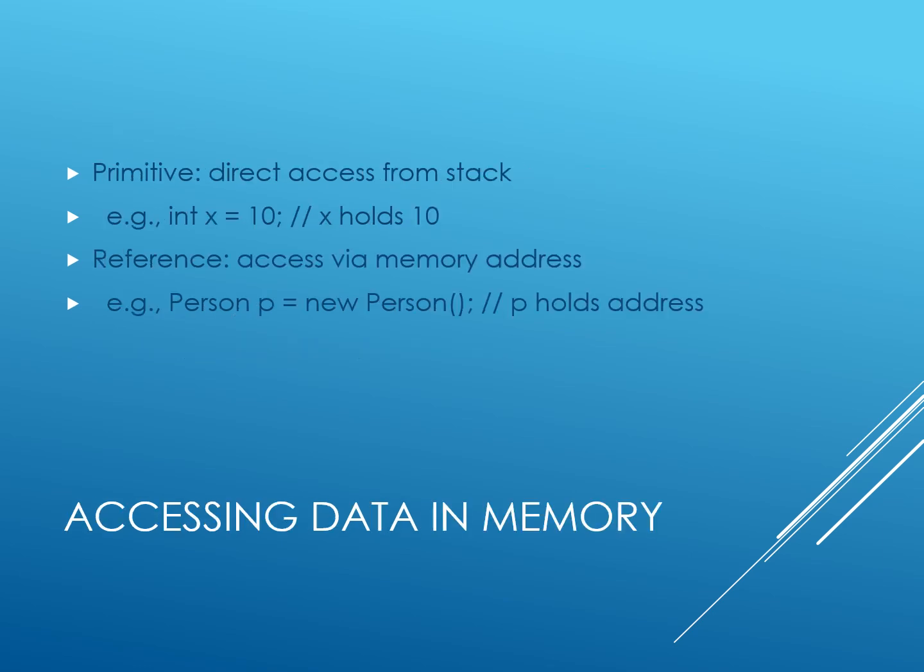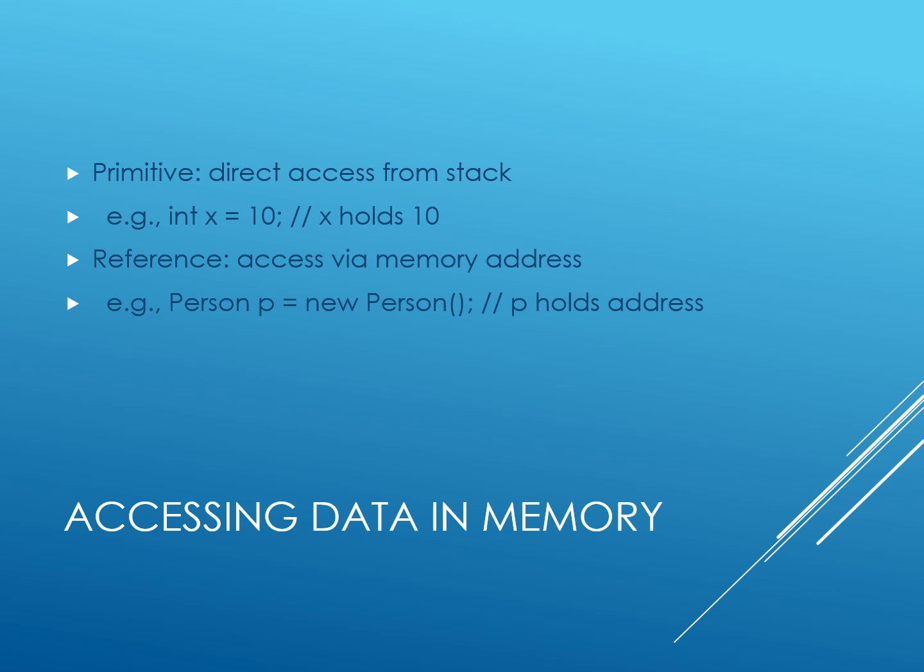We're going to talk about how data is accessed in the memory. How data is accessed in memory in Java depends on whether the data is a primitive or a reference type. First of all, the primitive type. For a primitive like int x = 10, the value 10 is stored directly in the stack. So when we use the variable x, we are directly working with the value, which is 10.